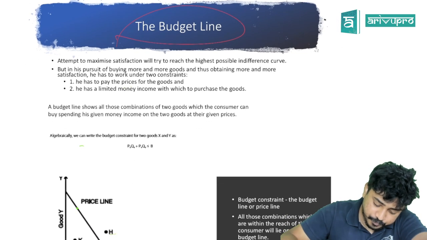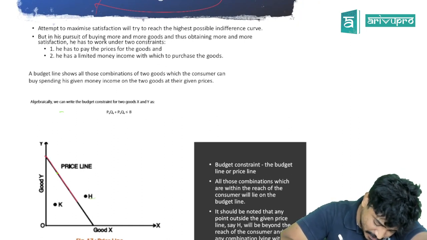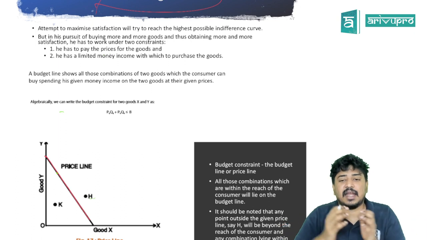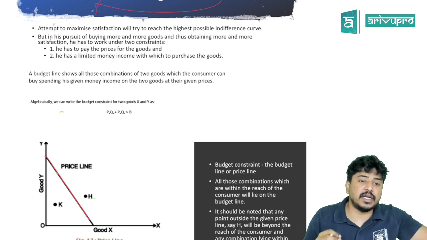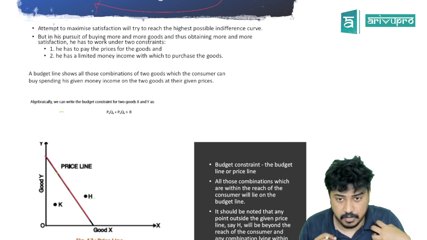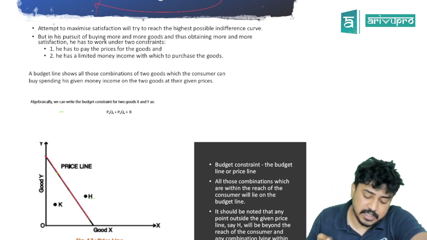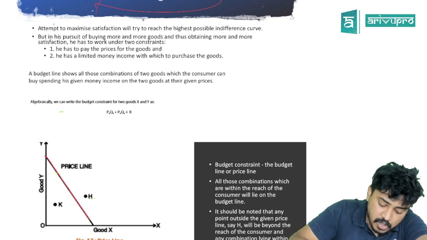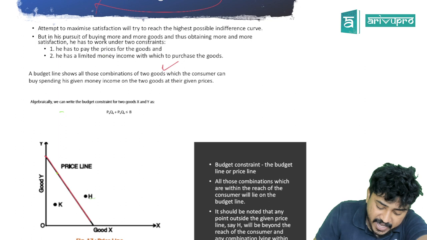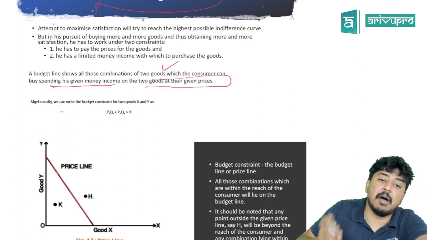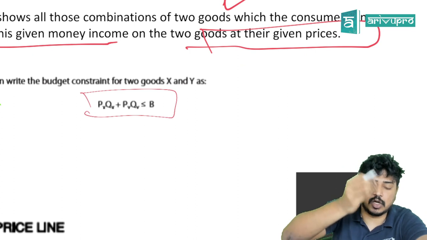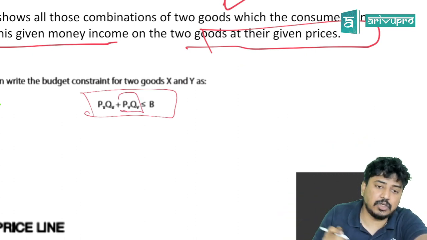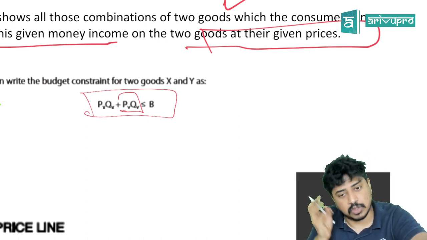What is a budget line? Budget line is a line which represents, if I spend my entire income, what combination of commodities I can buy. The budget line shows all the combinations of two goods which a consumer can buy, spending a given income on two goods at given prices. So the formula is PX, the price of one good, into its quantity, plus PY into the quantity of the other, should be less than or equal to the budget.